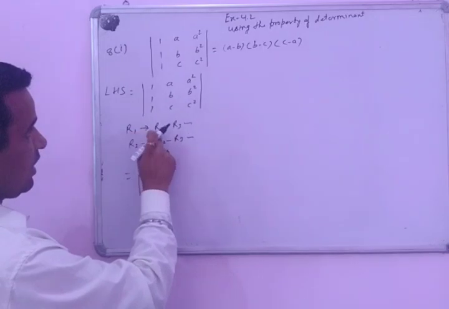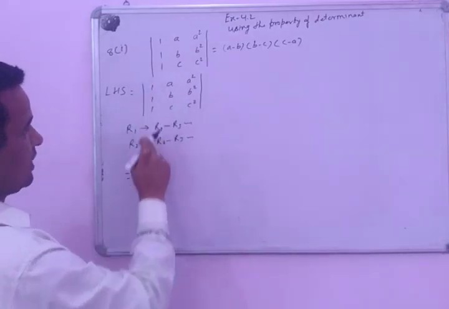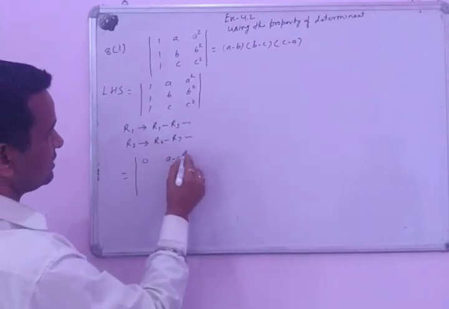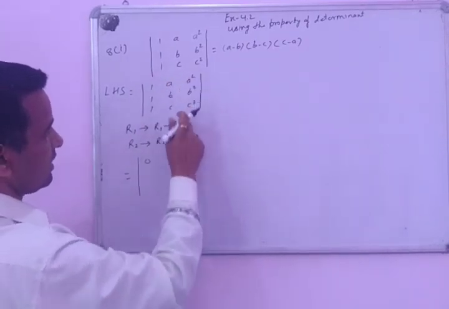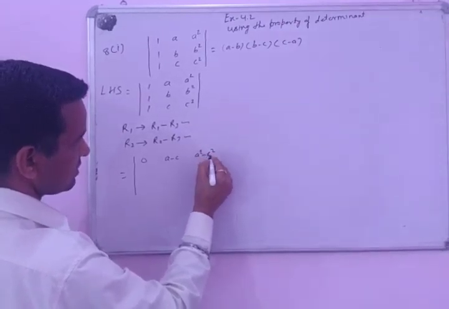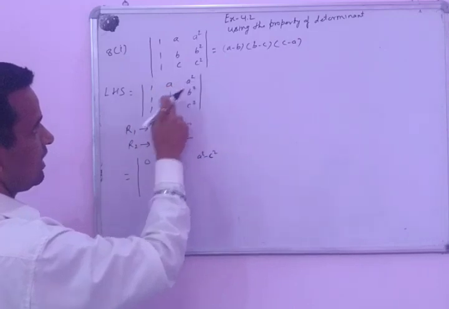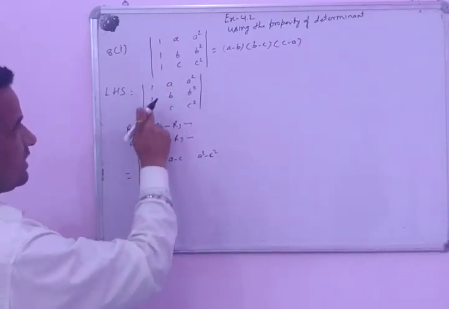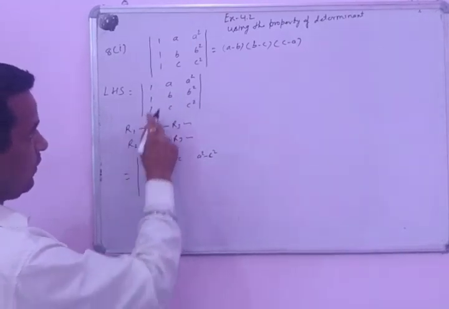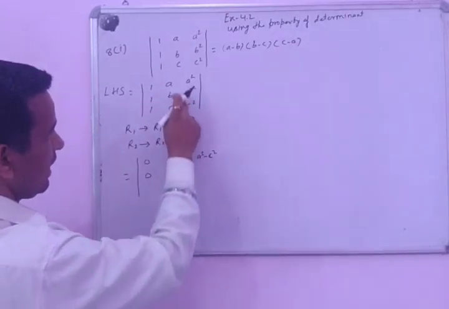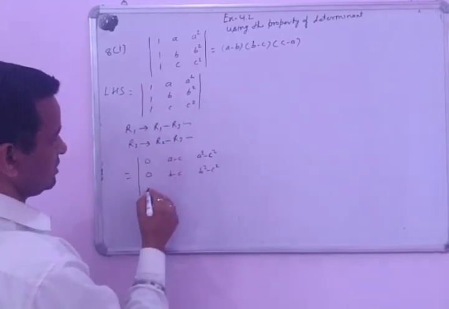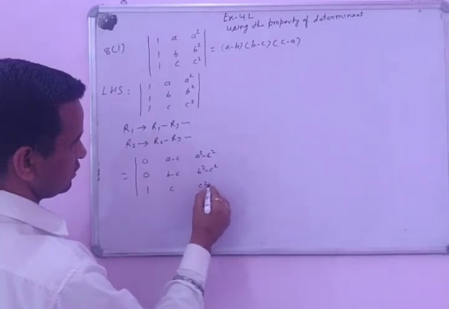Then R1 minus R3: 1 minus 1 here is 0, this minus this equals 0, here write A minus C, A square minus C square. R1 process is complete, this minus this, R1 minus R3. Second, R2 minus R3, this also here 0, B minus C and B square minus C square. R3 is not changing: 1, C and C square.